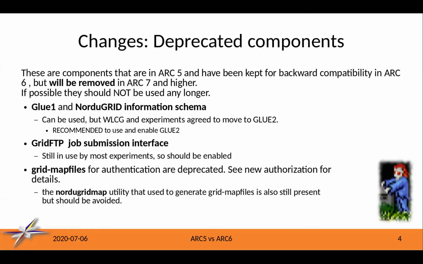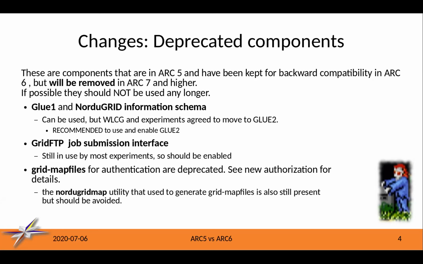Then we go to deprecated components. These are components that are present in ARC6. They were also in ARC5. But we plan to remove them in the next release after ARC6. We call it ARC7 now. So the idea is that you keep using these components if you cannot avoid it, but if you can avoid it, then you should go towards other components instead that we suggest.